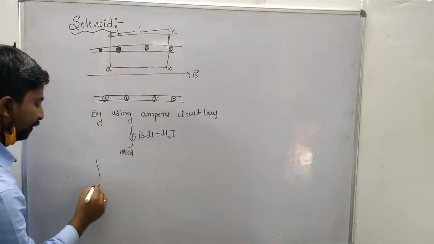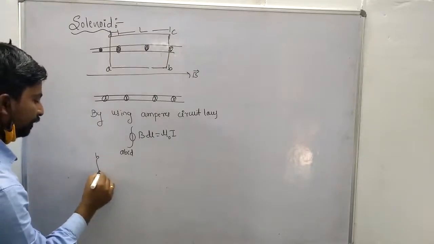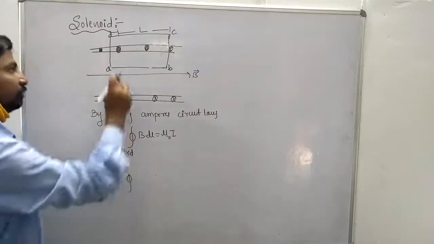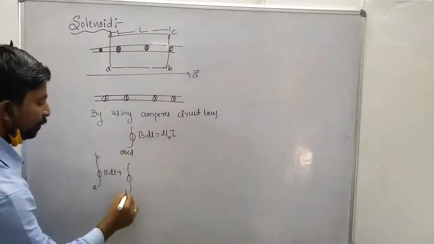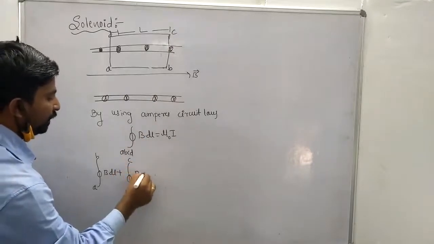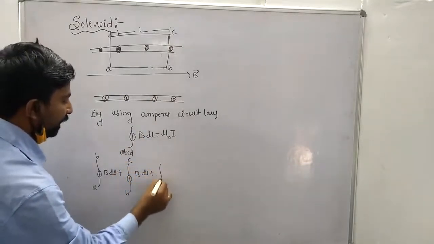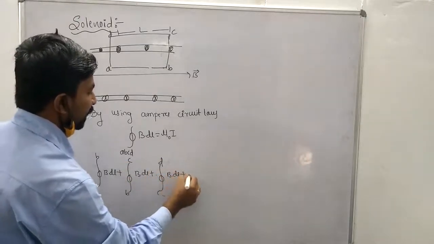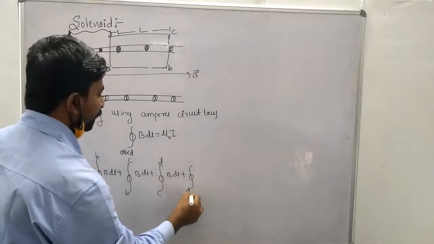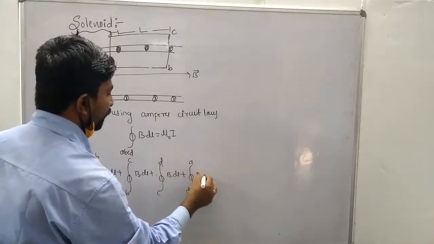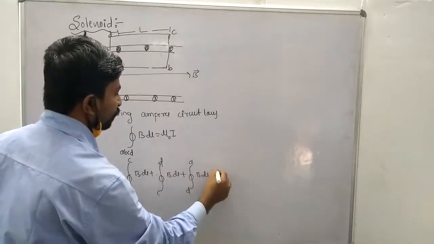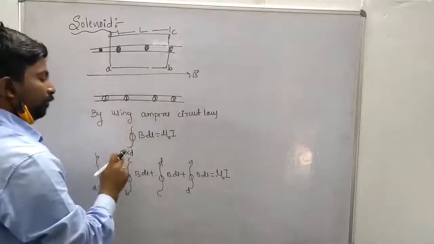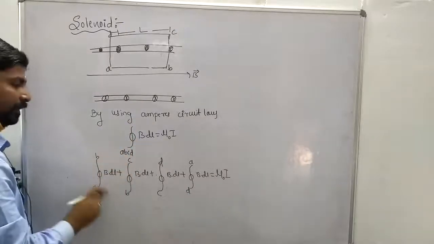So the line integral from A to B, B dl, plus the line integral from B to C, B dl, plus the line integral from C to D, B dl, plus the line integral from D to A, B dl, is equal to mu naught I. First I take the rectangular Amperian loop ABCD. So I am writing each side.